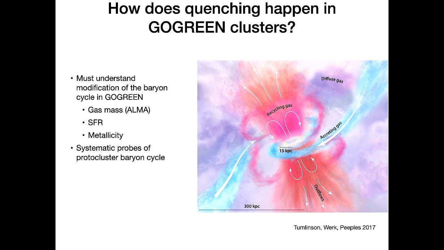So how are we going to find out what's actually going on? The key is not just doing quenched fractions. We've done that. We've done it a lot. We're kind of tired of doing it. We've learned what we can from those. We need to understand how the baryon cycle is disrupted. We need to understand the interplay between star formation rates, metallicity, and gas. Taddy talked about this very nicely in his talk. We need a systematic probe of the baryon cycle.